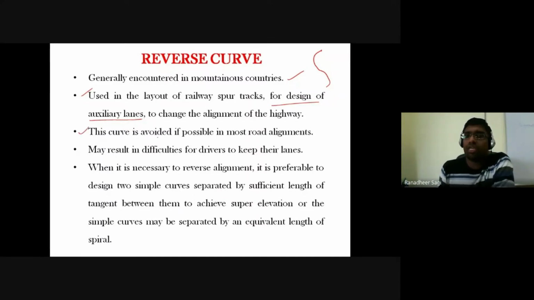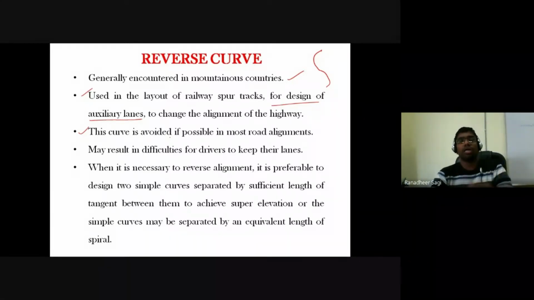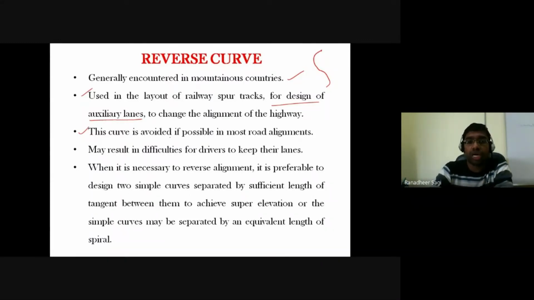This curve is particularly avoided if at all possible. We'll try to maximally avoid this curve because the curvature is changing suddenly from one to the other, because of which, if the driver is not careful, there could be a serious issue for the people traveling in that vehicle. It also causes discomfort to the passengers, and it also causes discomfort to the driver who is driving along such road alignments where you are forced to have reverse curves.